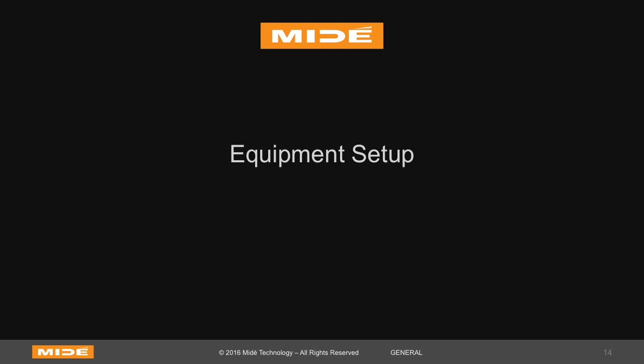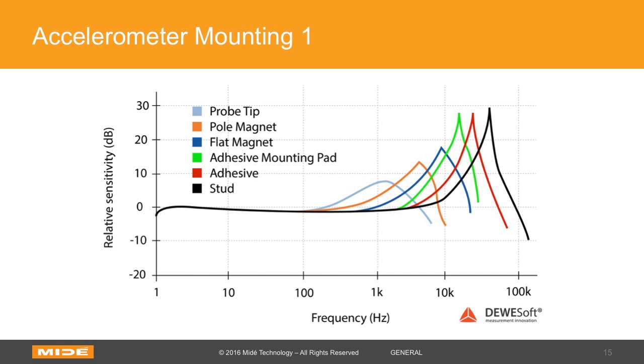Now that you've selected your equipment, it's time to set it all up. The first thing you need to think about is the mounting of your accelerometer, and it's something that I've spoken to customers or seen their test setups, and they've completely ignored this. And it's actually a fairly critical part of your testing.